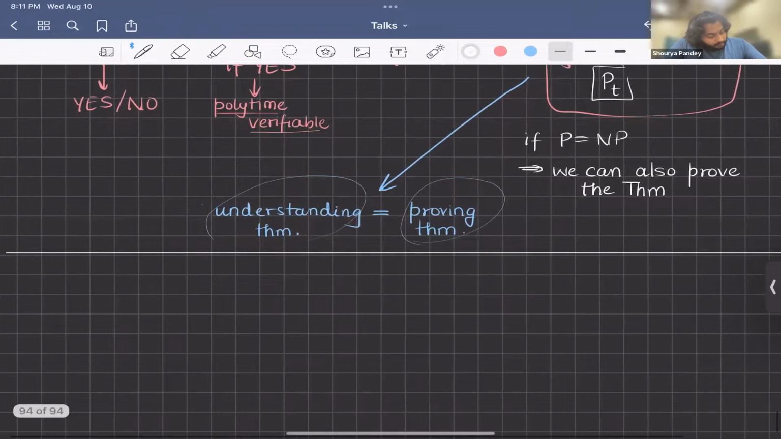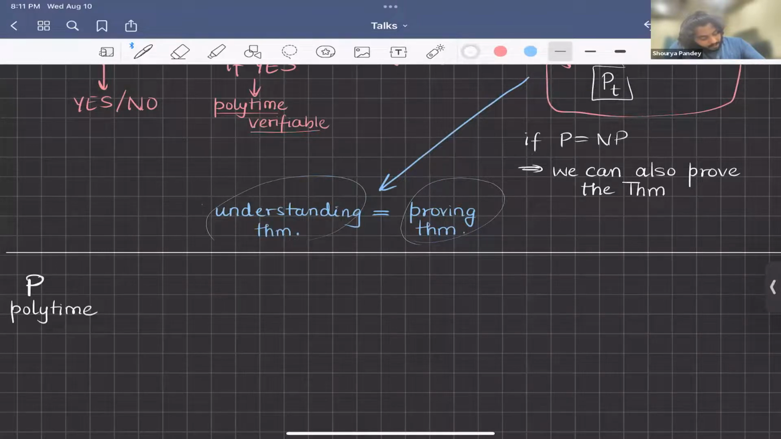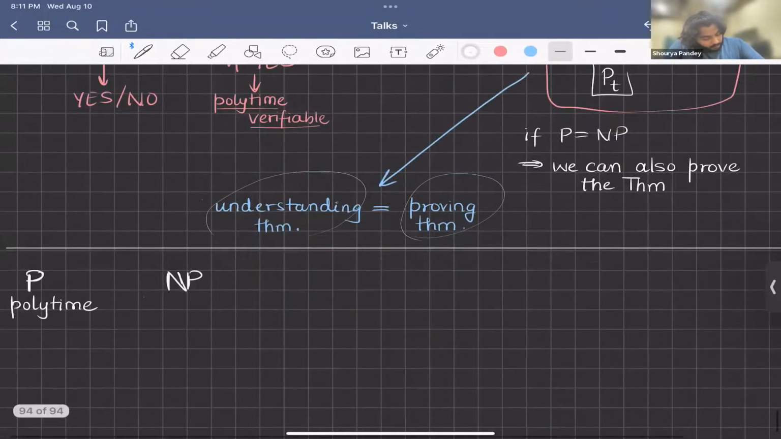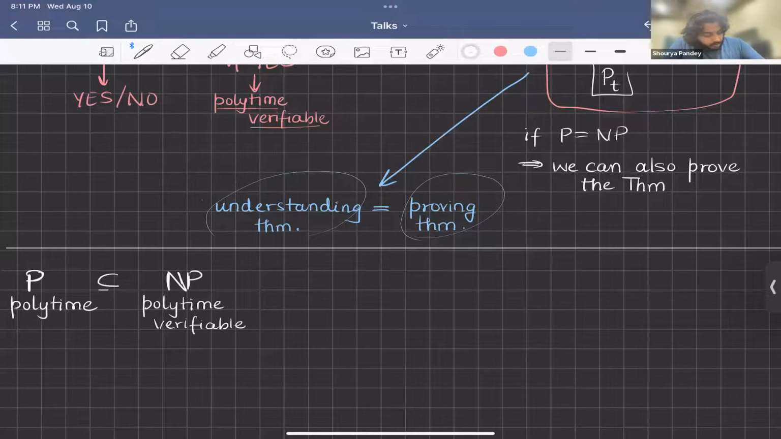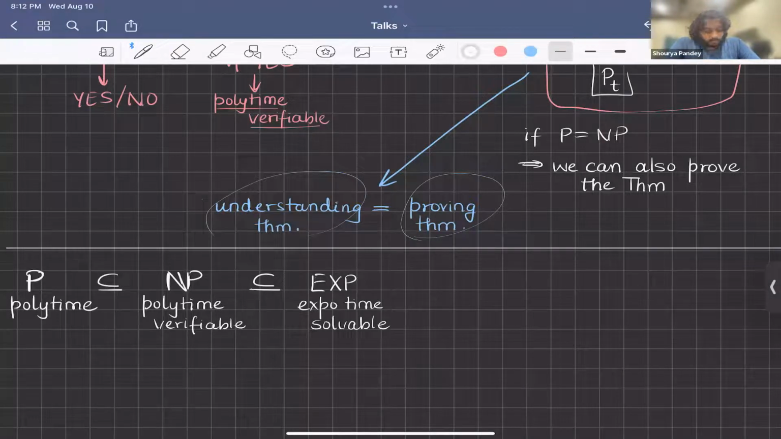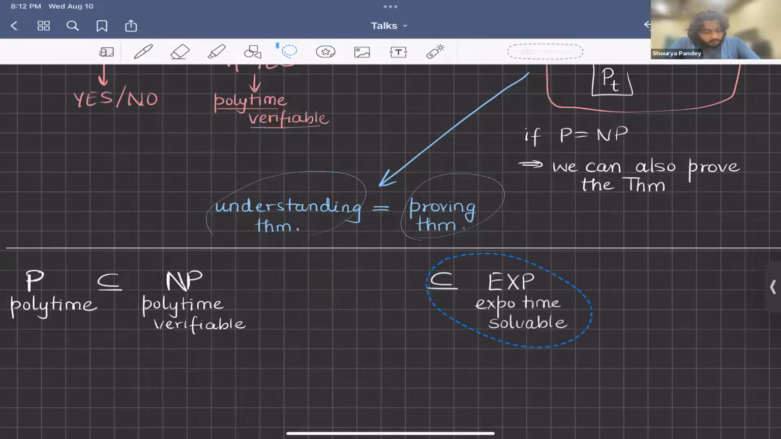So, in summary, P is polytime. NP is polytime verifiable. We know that P is a subset of NP. In fact, if we go to the class of problems that are exponential time solvable, then we know that NP is actually a subset of this. Yeah, we know this.